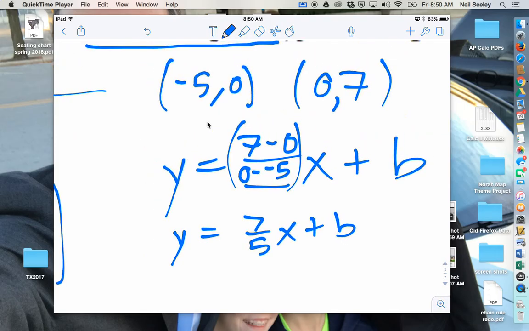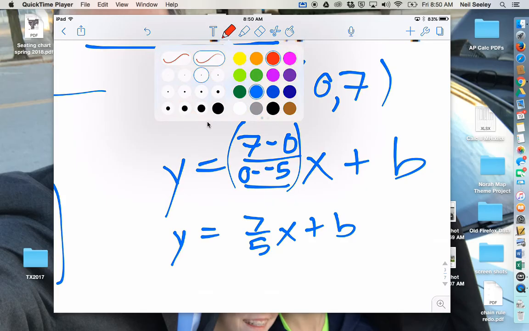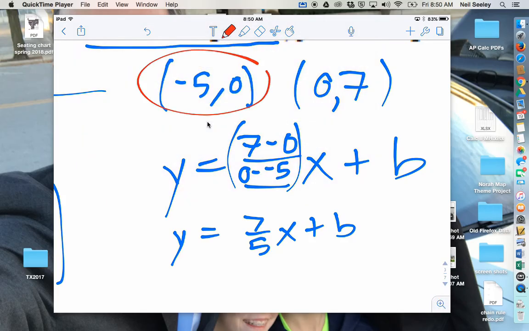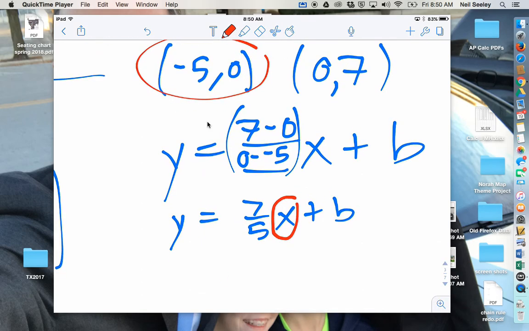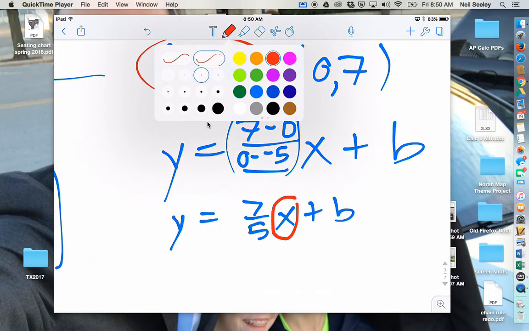And then pick your favorite point of the ones above that you want to sub in. I'm going to choose the one on the left, and I have kind of a strategy for why I choose (-5, 0). I think putting -5 in for x, since it'll cancel with the 5 that's in my slope, and I think that'll make my life a little better. So that's my thinking anyway.